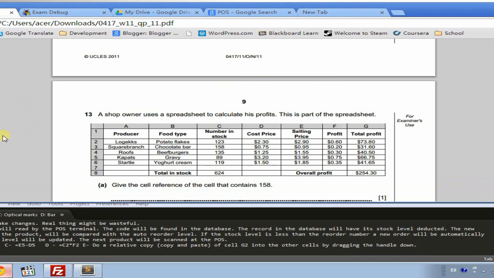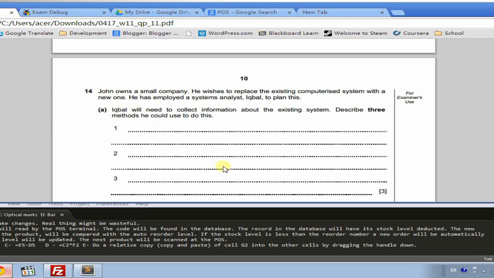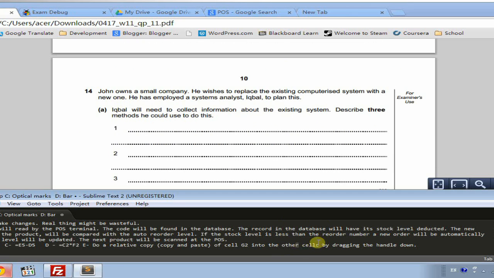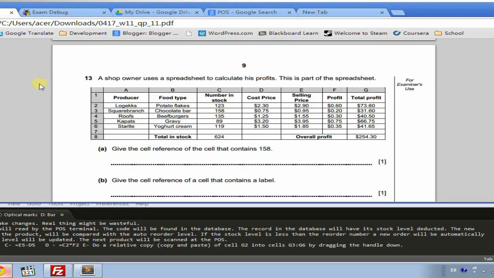Yep, so hopefully that will get us our marks there. We won't say the other cells actually, and let's be specific, into G3 to G6. Again, it's better to be a little bit more precise than to lose the points because of not being precise enough.